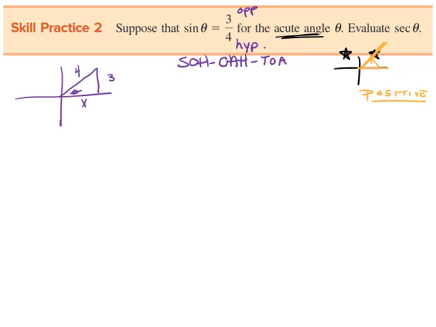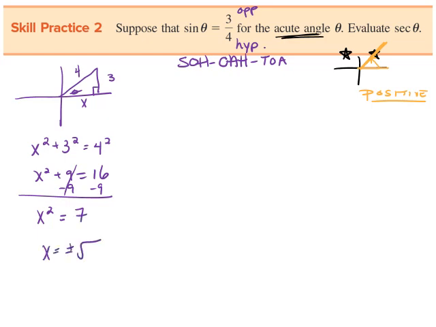So I must find this side here, and I can do so by applying the Pythagorean theorem, because it is a right triangle. So x squared plus 3 squared is equal to 4 squared. x squared plus 9 is equal to 16. Subtract 9 from both sides, and x squared is equal to 7. So x is plus or minus root 7, but in the first quadrant, I know I should have a positive value. So this is a positive root 7.